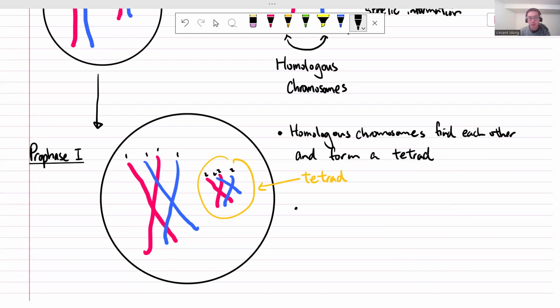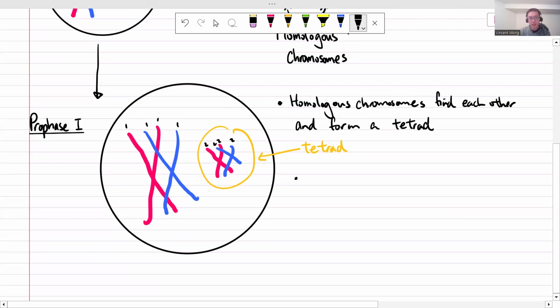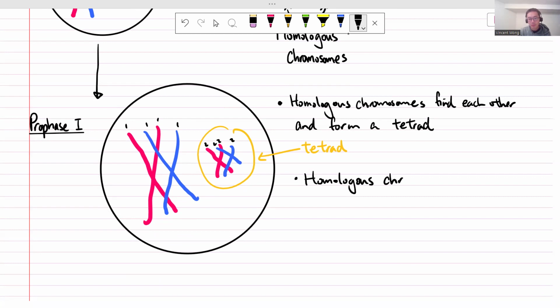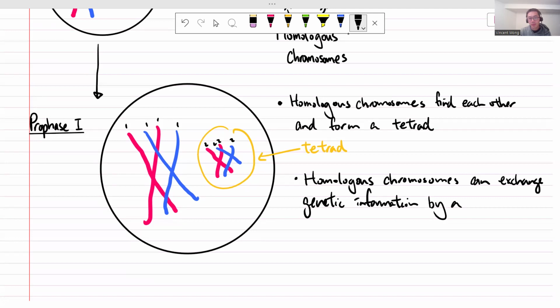So what is the purpose of forming the tetrad? Homologous chromosomes can exchange genetic information by a process called crossing over. Crossing over.